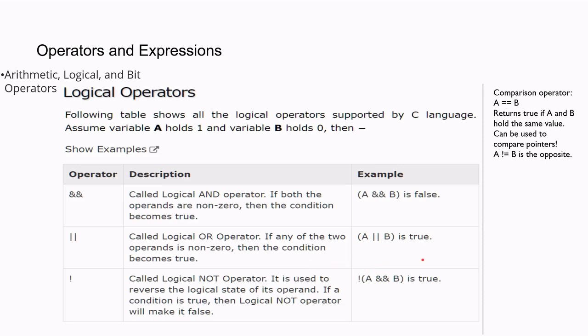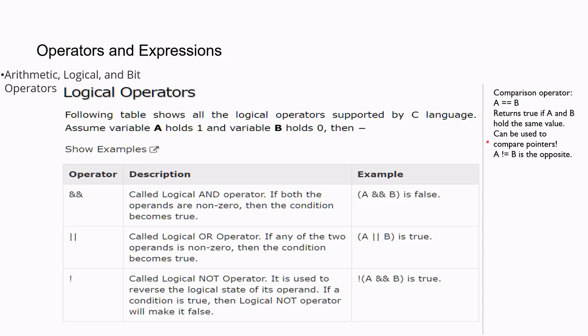There are a couple of extra operators that aren't listed here because they operate a little differently. There's the comparison operator, which is A double equals B. And if A and B hold the same value, the expression will evaluate to true. So, for example, if you have A holding 1 and B holding 0, A equals B is going to evaluate to 0. If you have A holding 1 and B holding 1, then A equals B evaluates to 1.